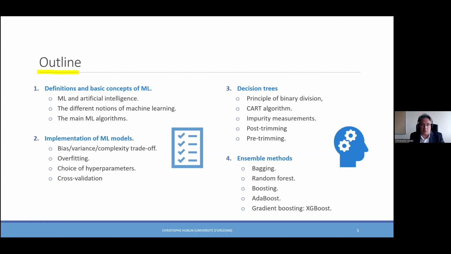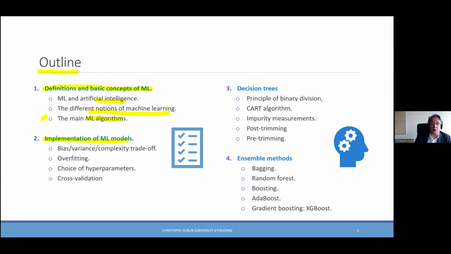So we have 4 parts. In the first, I will start with the definition and basic concepts of machine learning. As I previously mentioned, I consider that you don't have any knowledge in machine learning, and so I start by defining the terminology and the basic concepts. Here we will discuss the difference with artificial intelligence, the different notions of learning methods, and the main machine learning algorithms. And then in the second part, we will focus on the implementation of ML models.